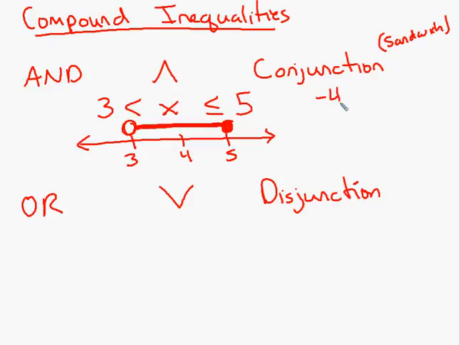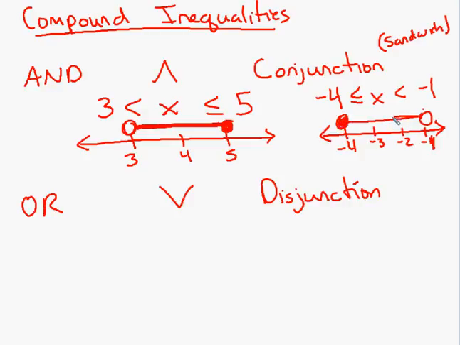Let's say I had negative 4 is less than or equal to x is less than negative 1. So if I were to graph that, negative 4, negative 3, negative 2, negative 1. Open circle at the negative 1. Closed circle at the negative 4. And a sandwich in between them.